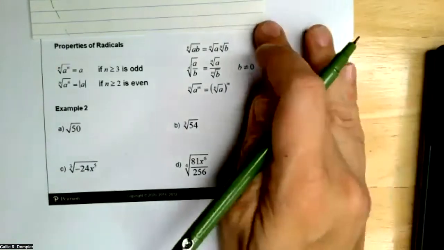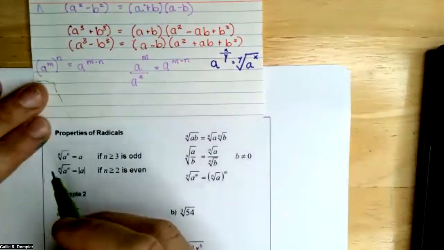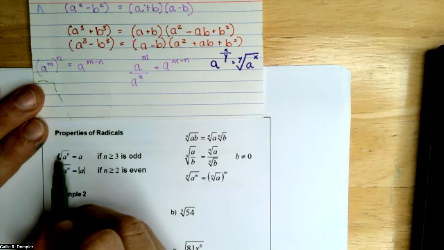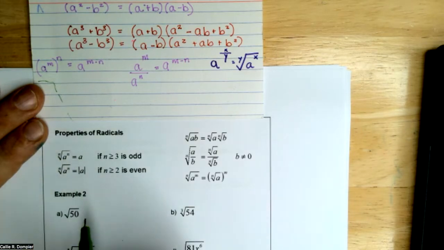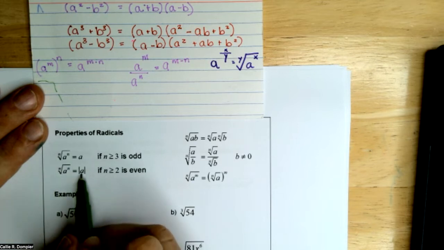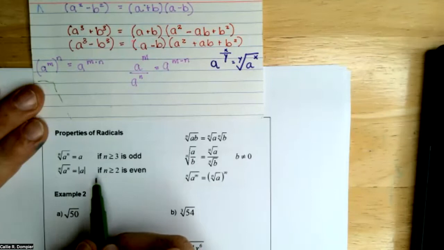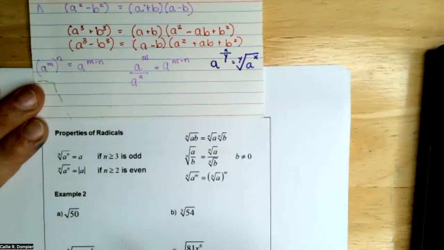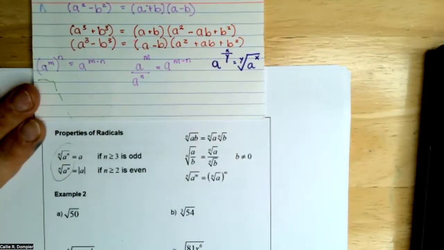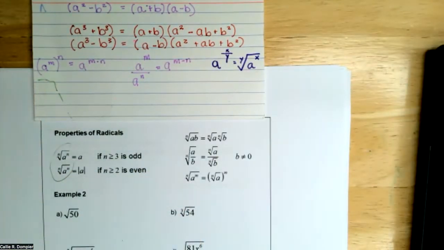So our properties of radicals are the roots and the exponents are inverse. So if they match and the n is odd, the answer will be the original number. So the nth root of a to the nth power is just a. The nth root of a to the nth power is positive a if n is an even number. Okay, so if you ever see this happening, the answer is going to be positive.